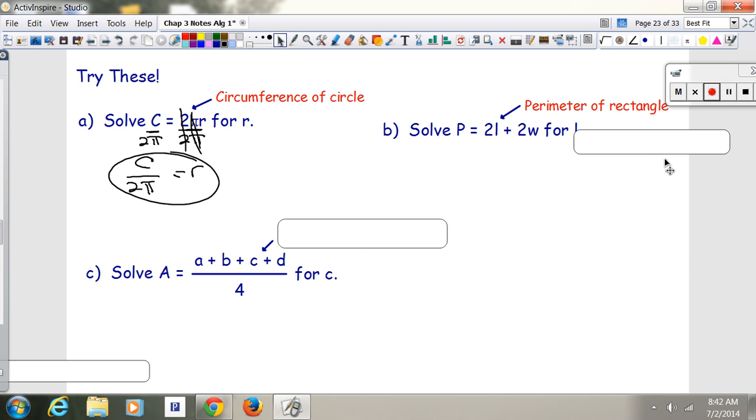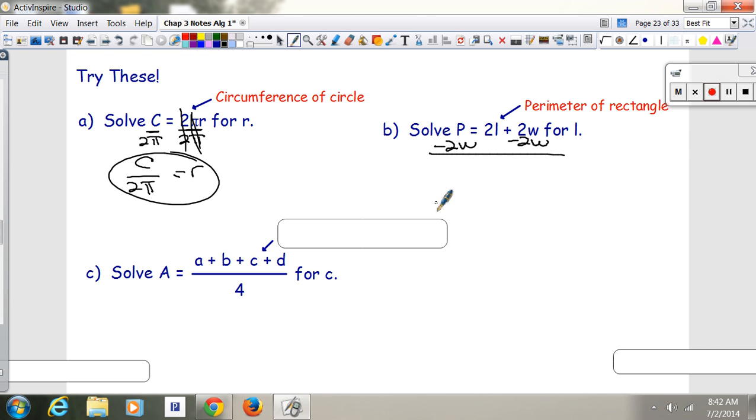This formula right here is for the perimeter of a rectangle. 2 lengths plus 2 widths added together, you get the perimeter, you go all the way around a rectangle. They want you to get little l by itself. First thing you're going to want to do is subtract the 2w. P minus 2w equals 2l, because the 2w's canceled out on the right side, I moved it to the left. And then we want l by itself, so just divide by 2. You get l equals P minus 2w, divided by 2.